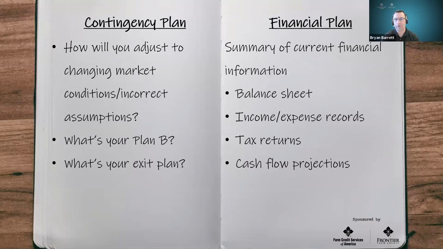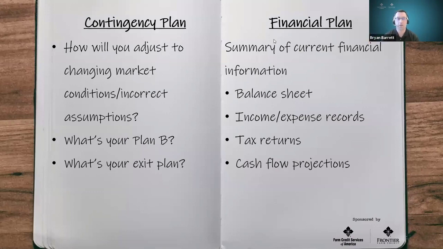Contingency plans is another uncomfortable part of a business plan. It's really understanding and outlining how you're going to adjust to changes in the market. As we've seen, the commodity markets have changed a lot during the past year. And then also your business plan and your financials are a look into the future, which we don't have all of the information for. So inevitably, there's going to be some assumptions that end up being incorrect.